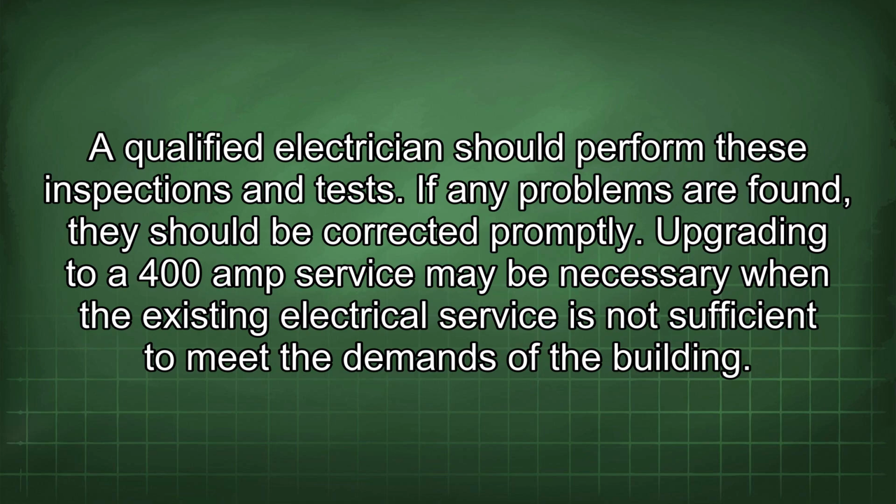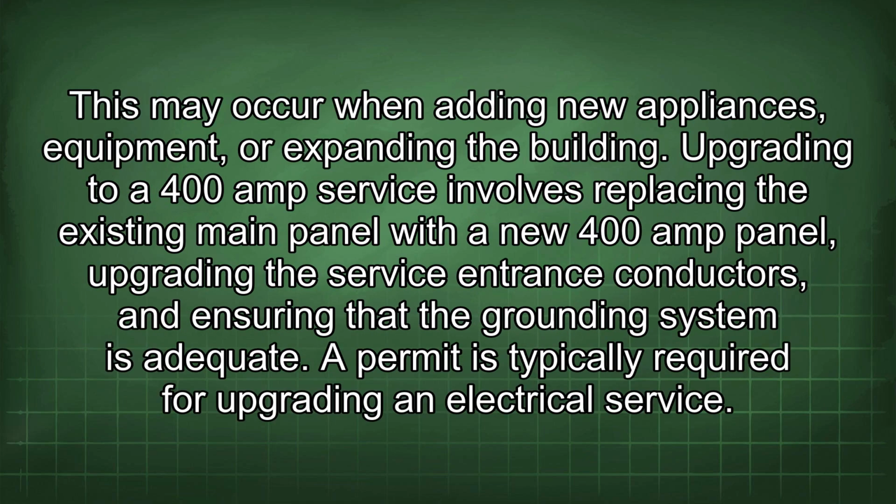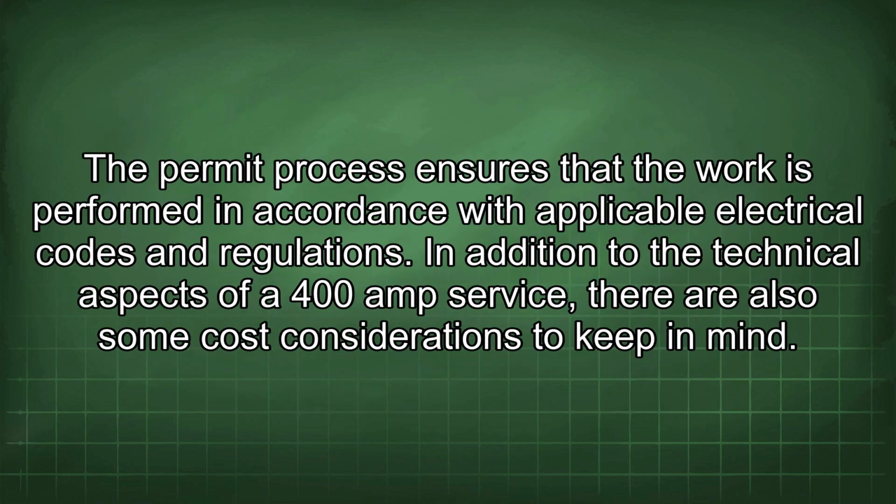Upgrading to a 400 amp service may be necessary when the existing electrical service is not sufficient to meet the demands of the building. This may occur when adding new appliances, equipment, or expanding the building. Upgrading to a 400 amp service involves replacing the existing main panel with a new 400 amp panel, upgrading the service entrance conductors, and ensuring that the grounding system is adequate. A permit is typically required for upgrading an electrical service. The permit process ensures that the work is performed in accordance with applicable electrical codes and regulations.